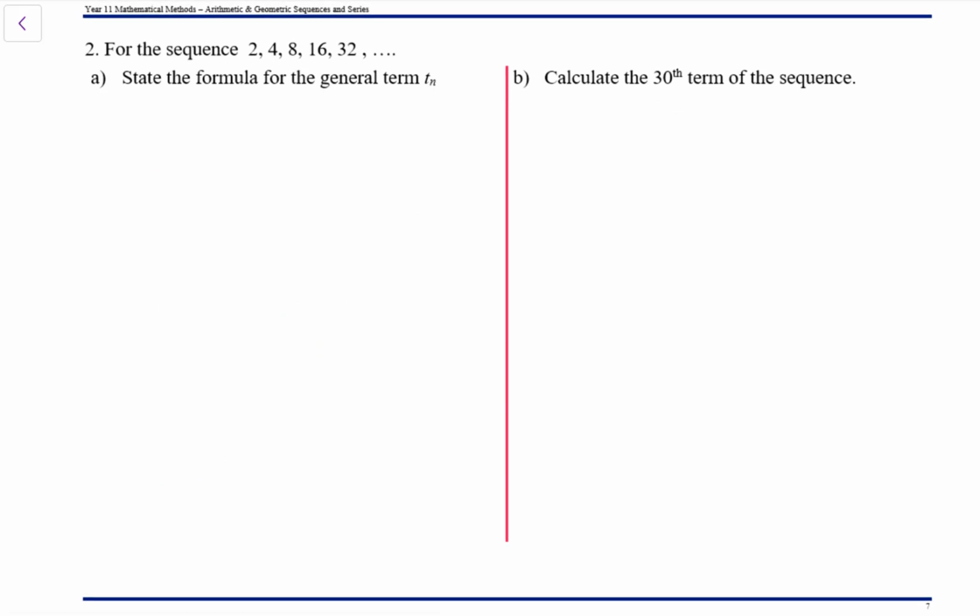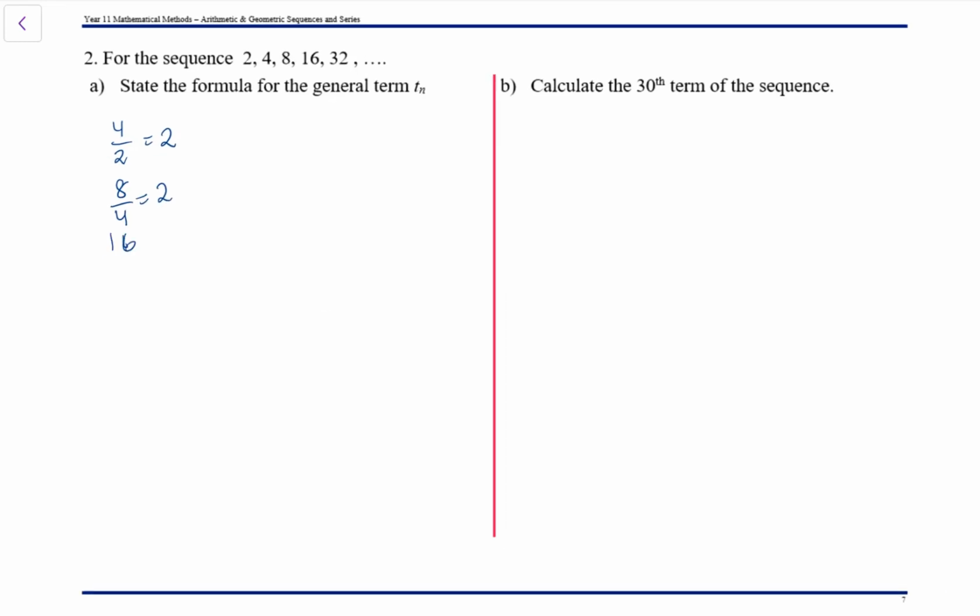Looking at the next one, for the sequence 2, 4, 8, 16, 32, state the formula for the general term t of n. Again, we have to see whether we're adding or subtracting. You can see we can't add, so 2 to 4 is add 2, but 4 to 8 is not add 2. So this is when you go, okay, well 4 divided by 2 is 2, 8 divided by 4 is 2, 16 divided by 8 is 2. So therefore it's geometric.